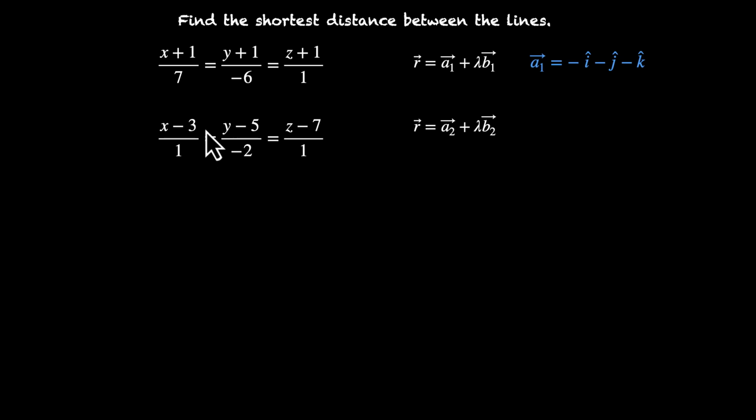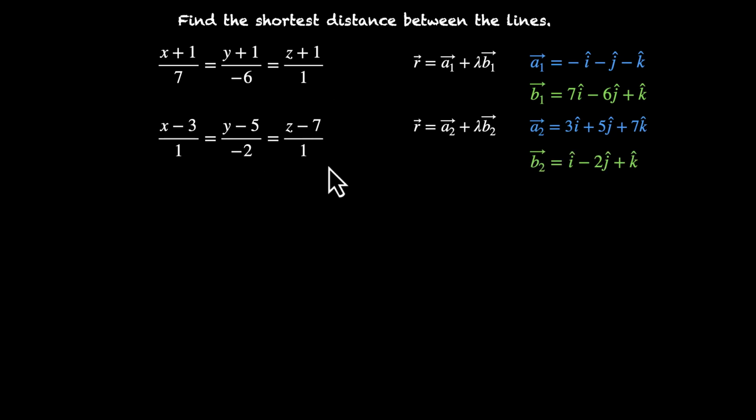Similarly, A2 vector is 3, 5, 7. This line passes through 3, 5, 7. So A2 vector is 3 I cap plus 5 j cap plus 7 k cap. We can get B1 and B2 from the denominators. So B1 vector is 7 I cap minus 6 j cap plus k cap, and B2 vector is I cap minus 2 j cap plus k cap.